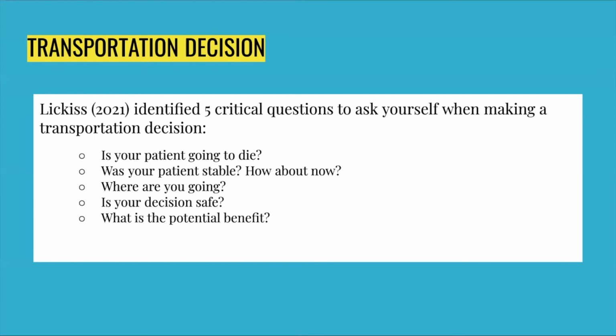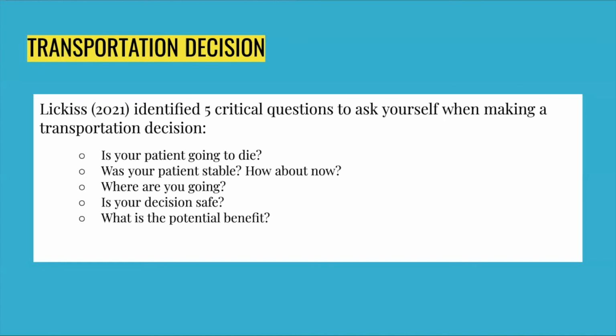Next question, was your patient stable? How about now? If your patient went from being stable to suddenly becoming unstable, that's a sign that they're decompensating. This would trigger a transportation decision of nearest possible hospital and likely driving with lights and sirens. Where are you going? Does this patient meet destination criteria for a particular hospital, or can it be the nearest hospital?